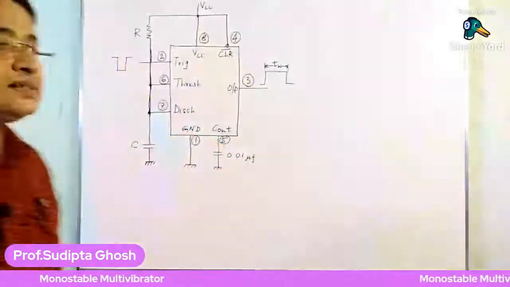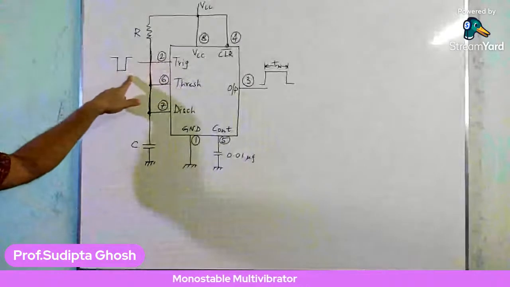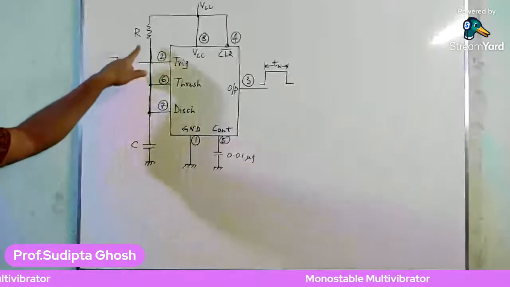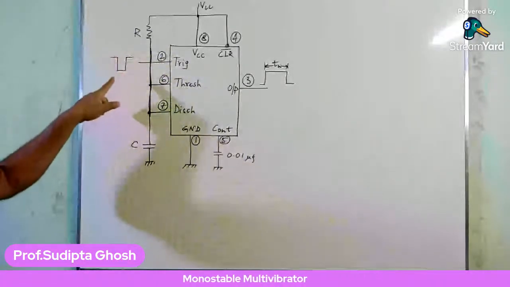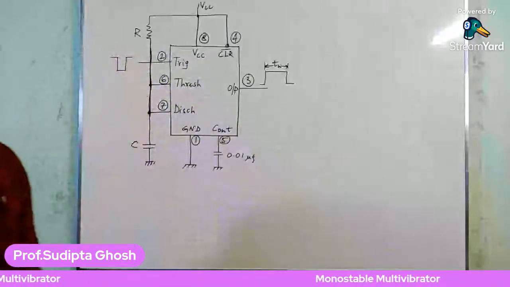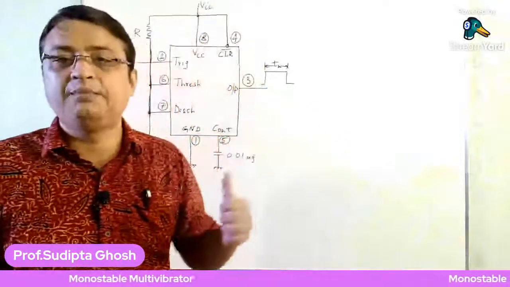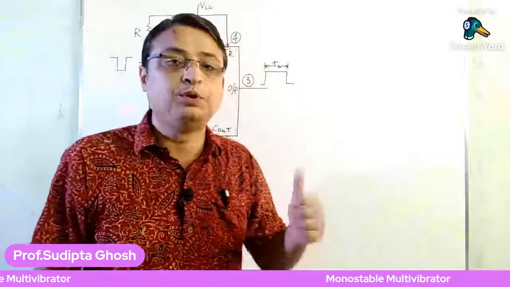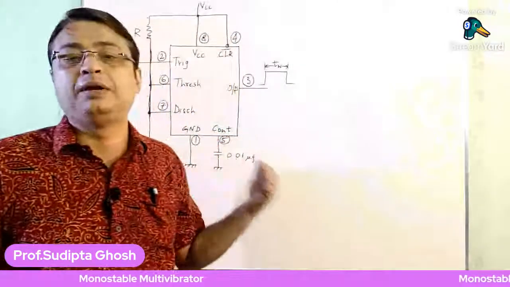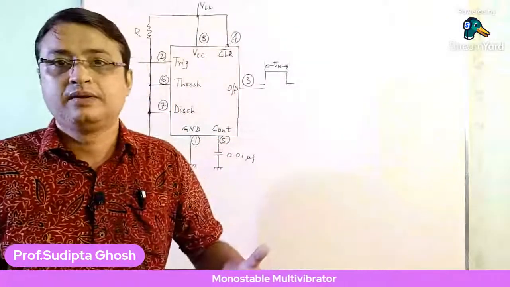Now let's look at this picture. This is the trigger input, the pin number 2, and as you can see, this is a negative going pulse. This pulse makes the trigger input value less than 1/3 VCC. This is the value of the input voltage which we are going to apply at the trigger input of the 555 timer, so that the output of the 555 timer goes high. Okay?